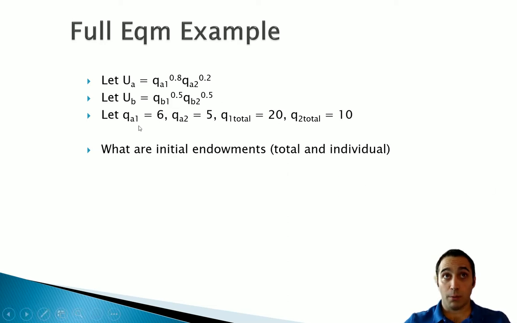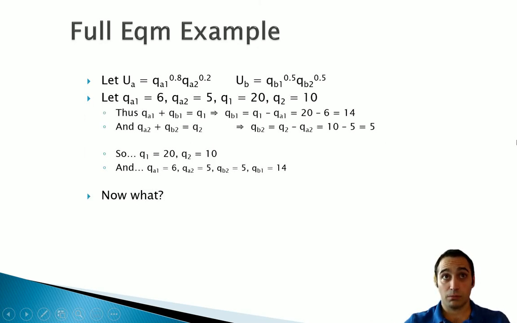Hopefully you note that we have 6 of good 1 at the first person and 20 total means player 2 must have 14. Similarly, player 2 must have 5 of good 2. So now we have the total amount of quantities for each player. The first thing we should do is solve for the contract curve. How do we do that?